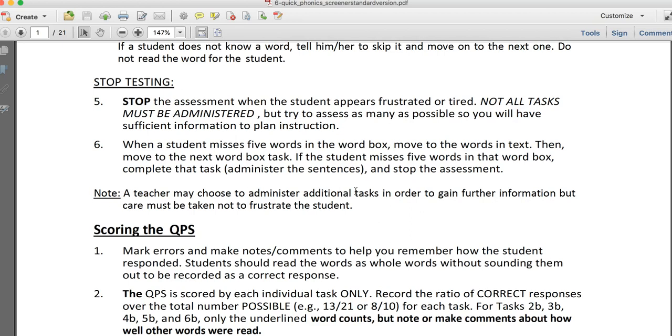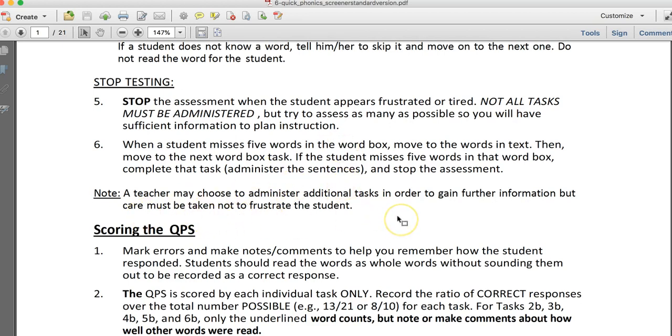So I go as far as you can, even if you have to pick it up the next day. When the student misses 5 words in the word box, then you move on to the words in text. Then go to the next word box task. If they miss 5 words again in that word box, so that's 2 in a row, complete the task. So let them do the sentences, and you can stop the assessment at that point.